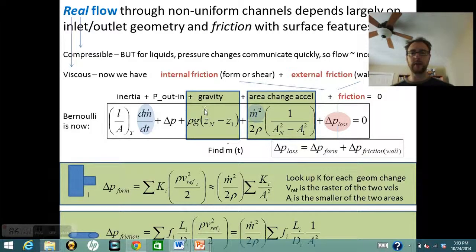So now we have equations for gravitational pressure drop, acceleration pressure drop due to area change, form loss, and friction as the flow flows through the reactor.